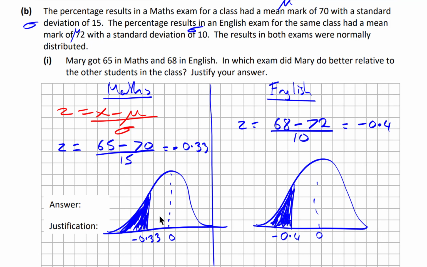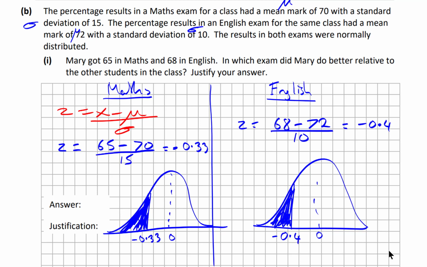So we weren't really asked to calculate what percentage of students did worse than her, but clearly she did better in this test because there is a bigger area below minus 0.33 than there is below minus 0.4. Now what we can do is we can go ahead and calculate those areas from the Z tables if we want, but we actually don't have to because we're just comparing them. So we know she did better in maths, but just to take that a little bit further, I will calculate the areas as well. Okay.